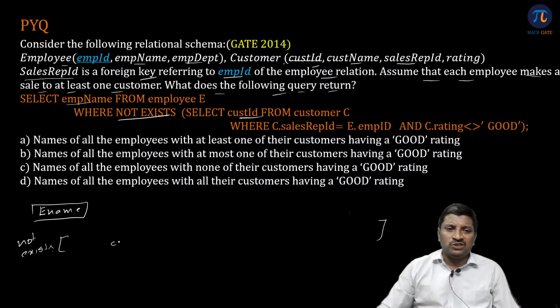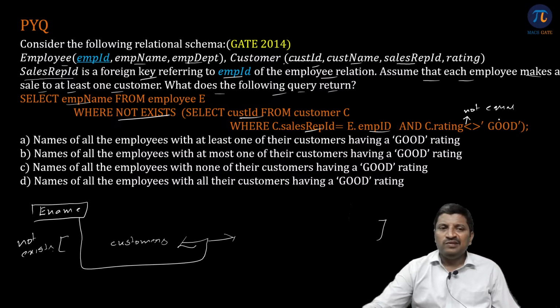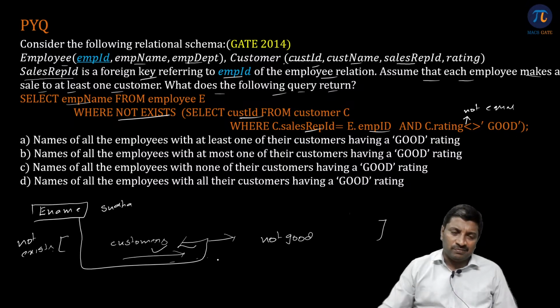Select customer ID. You are displaying the customers. Which customers you want, sir? Sales representative ID equal to employee ID. So he is the representative of this customer. That is the first one. And C rating, I think this is the symbol for not equality, sir. So suppose the employee name is Sudha. He is the sales representative for this customer and he got some bad rating, something like not good rating. So whenever an employee gets some bad rating from a customer, then that customer's details will be here.